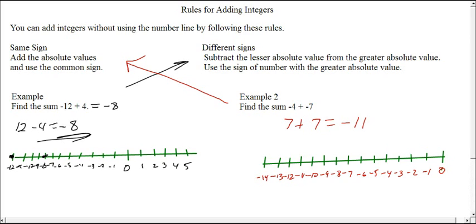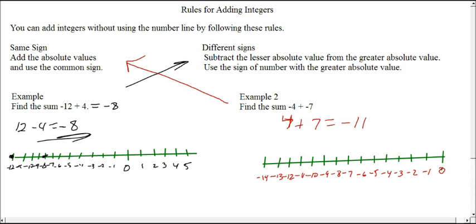So we're adding, let's see, did we make that a 4? Should be a 4. Okay, so we are adding a negative 4, so this is where we're going to start.